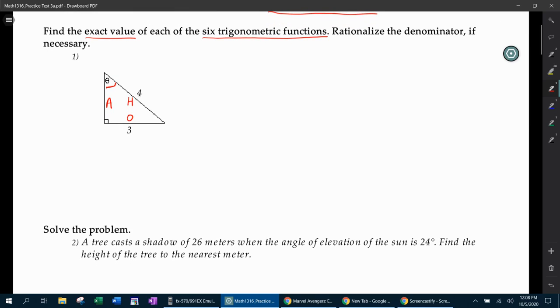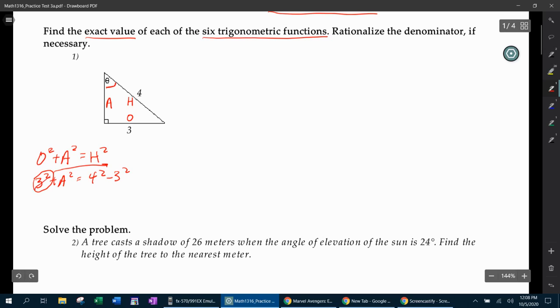and then we're going to use Pythagorean theorem to find the adjacent. So we know opposite squared plus adjacent squared equals hypotenuse squared. 3 squared plus a squared equals 4 squared. And then it's just a matter of solving for a. So a squared is going to be whatever 16 minus 9 is. I believe that's 7.